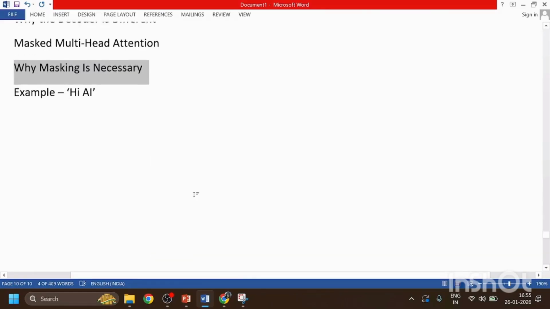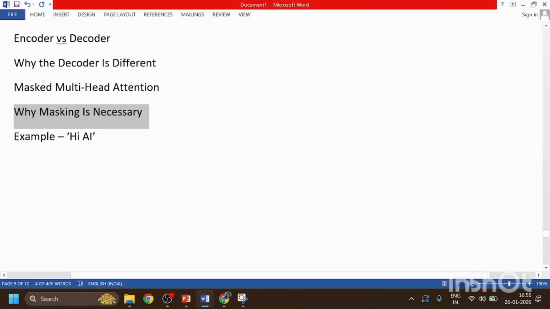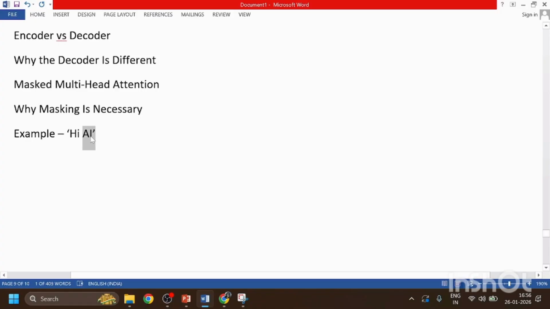For example, let's take a simple example: "Hi AI". At step 1, the model only sees "Hi", and it predicts the next word. At step 2, it sees "Hi" and "AI", but nothing beyond that. The mask enforces this behavior.